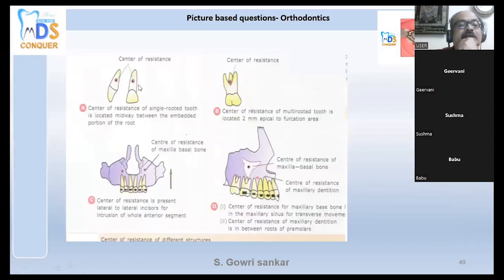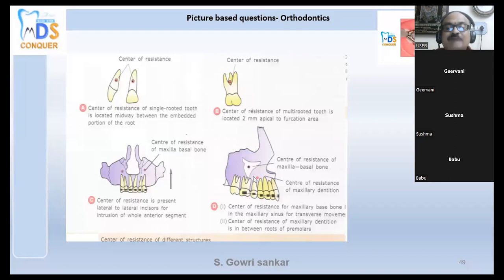For a single rooted tooth, it is located midway or towards the apical one-third, around 40 to 50% distance. The center of resistance for a multi-rooted tooth is located at the furcation area, 1 to 2 millimeters above the furcation area. When it comes to the whole body, the maxillary basal bone, it is situated somewhere in the maxillary sinus. For intrusion, it is between the lateral and the canine. For the anterior-posterior movement, it is in the sinus region.